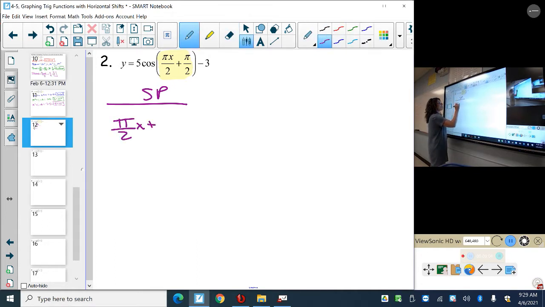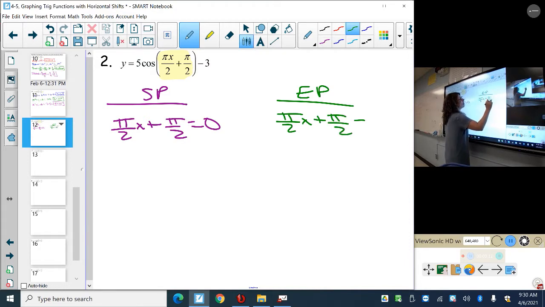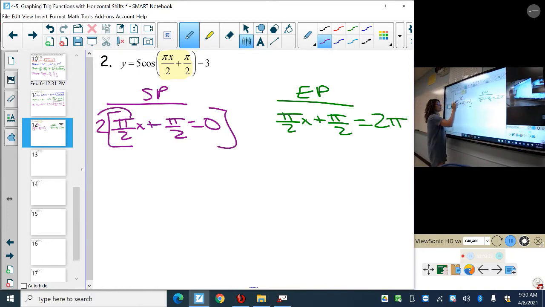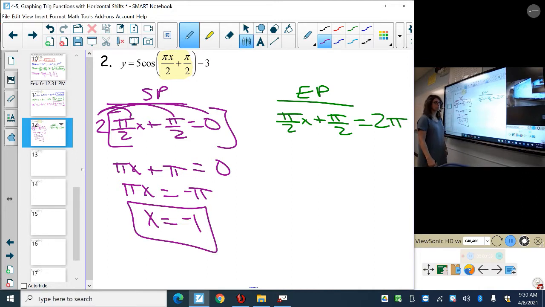So my starting point, junk inside the parentheses, pi over 2 x plus pi over 2 is equal to 0. Ending point, the junk in the parentheses, is now equal to 2 pi because that's where it typically ends. Okay? So let's solve each of these. Go ahead and multiply everything by 2 to eliminate that fraction. So pi x plus pi is equal to 0 times 2 is 0. Subtract the pi and divide by pi to give you negative 1.